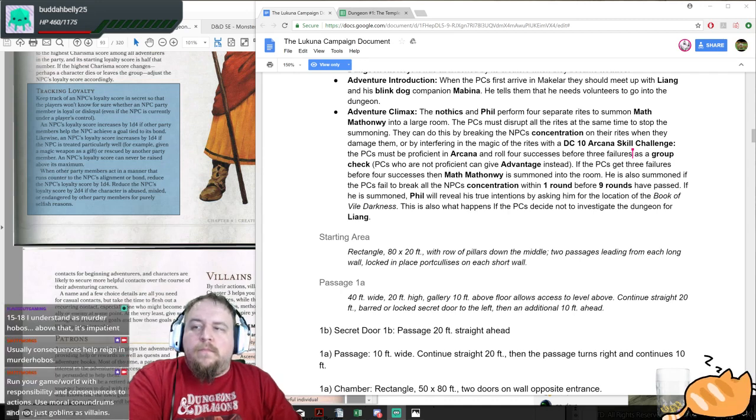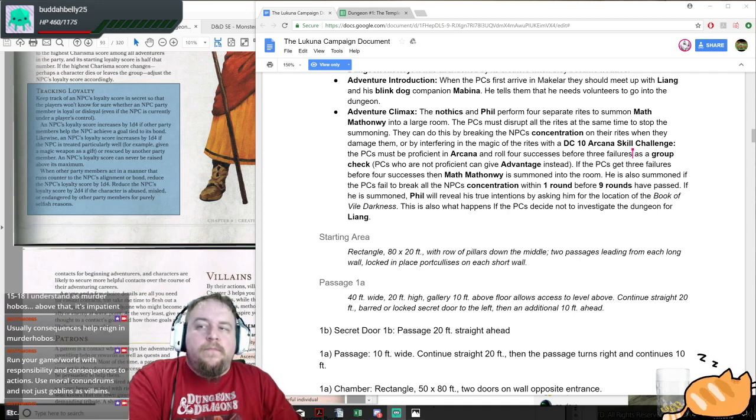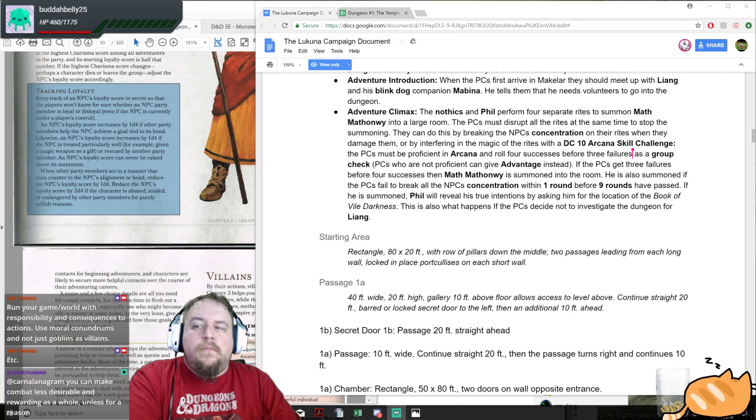So yeah, this whole concentration thing is kind of a mess. But basically the idea is PCs have to disrupt all the casters at the same time to stop the summoning. If they don't, he's summoned. All right. If he's summoned, Phil is going to reveal his true identity and reveal to the players and the Nothics that, you know, he's literally going to straight up ask the god for the location of the Book of Vile Darkness. And what happens then again is up to the DM and the players.